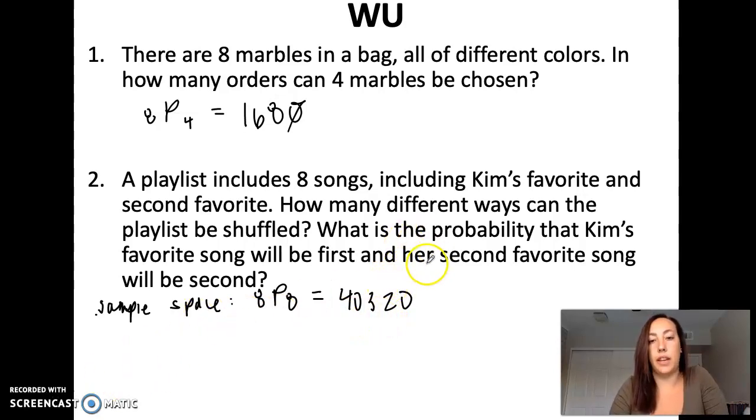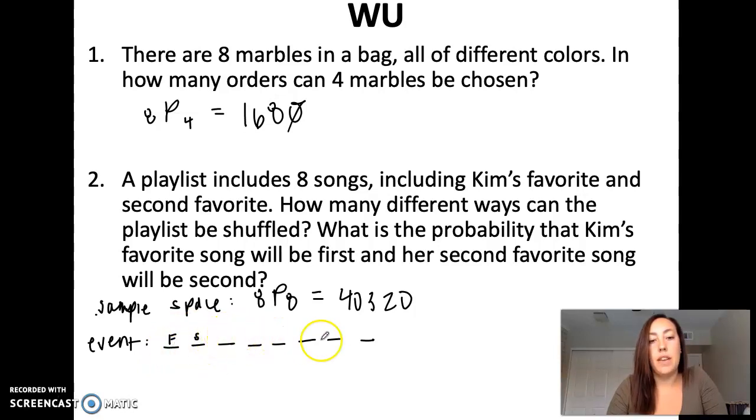So now let's talk about the second one, the probability that Kim's favorite song will be the first song played and her second favorite song will be the second. So let's talk about this event. We basically have 8 songs, right? 1, 2, 3, 4, 5, 6, 7, 8. And we know her favorite song is being played first. We'll just put an F for her first favorite song, and then her second favorite song is going to be played second. So we know that those 2 events have to happen first and second, so we don't really have to worry about the order there.